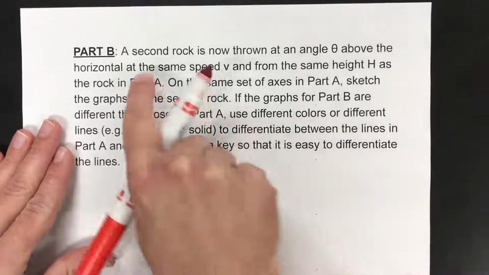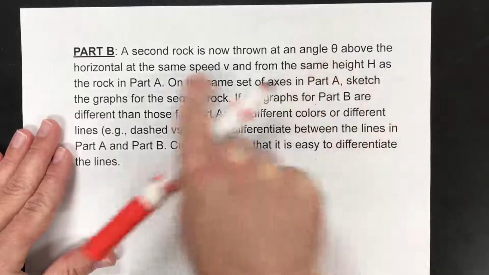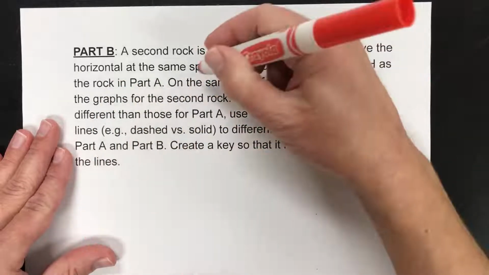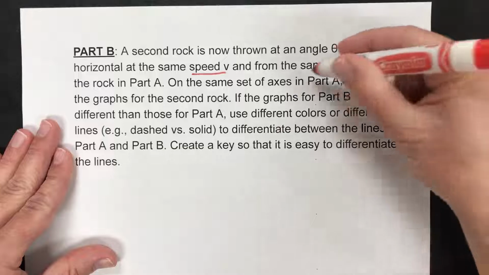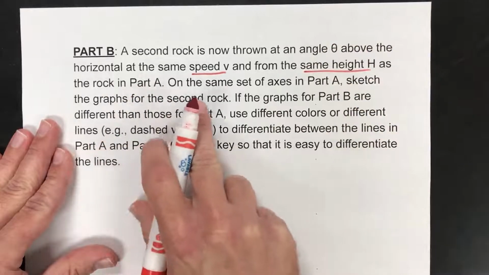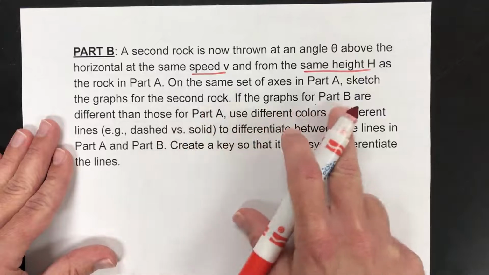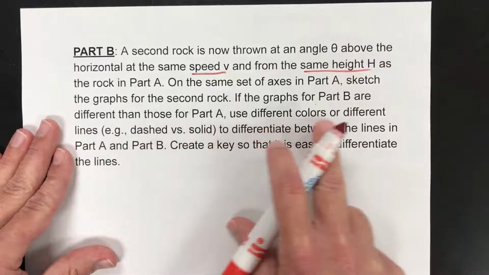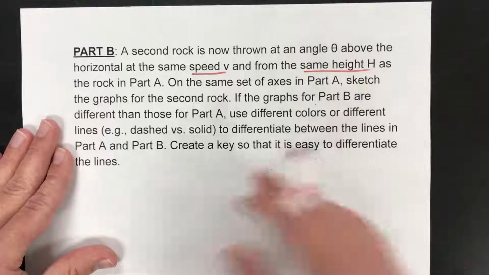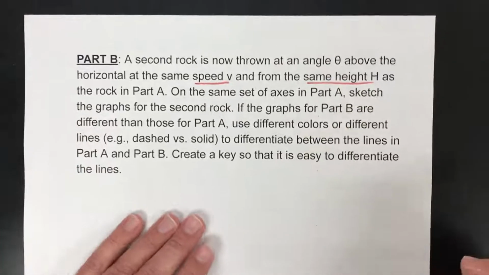So now, in part B, they say a second rock is now thrown at an angle theta above the horizontal at the same speed v, that's important, at the same height h, so that's important, as the rock in part A. On the same set of axes as part A, sketch the graphs for the second rock. If the graphs for part B are different than those for part A, use different colors or different lines to differentiate between them. So create a key so it's easy to tell. Well, I'll just tell you, I'm going to use green for the other lines there.